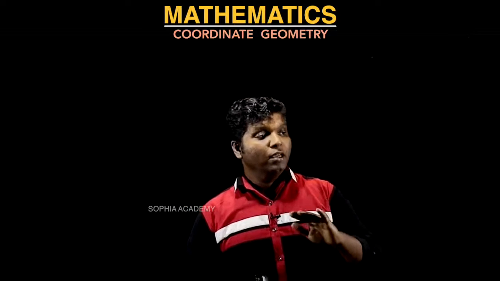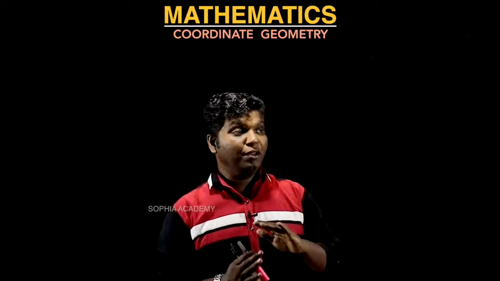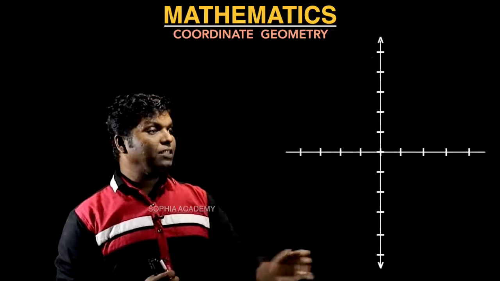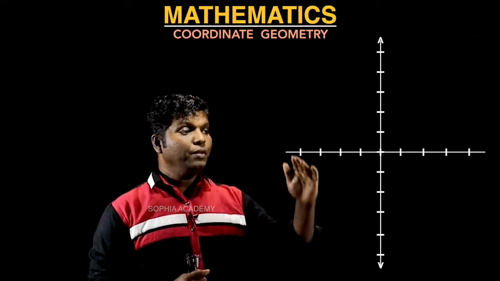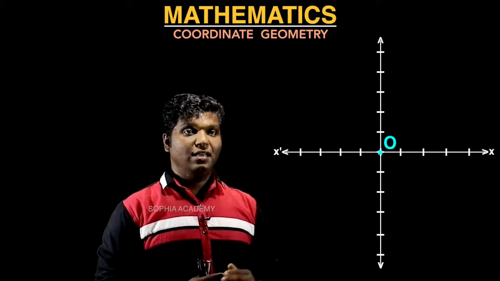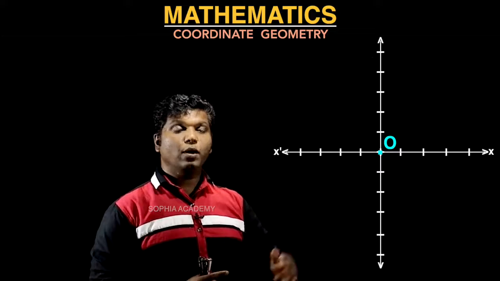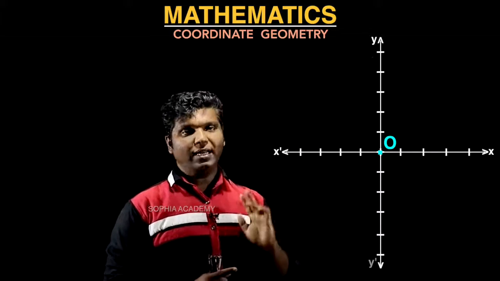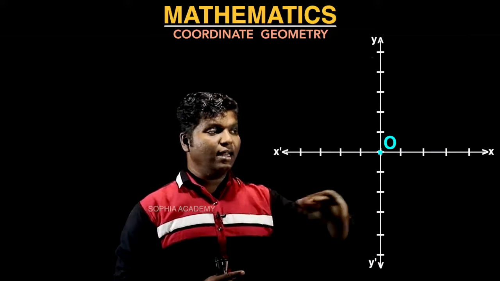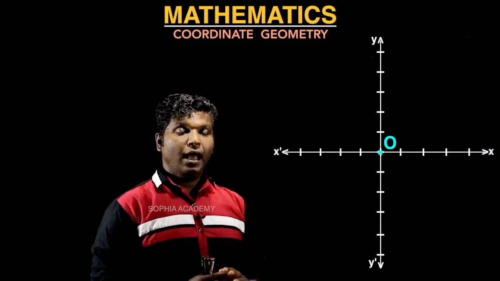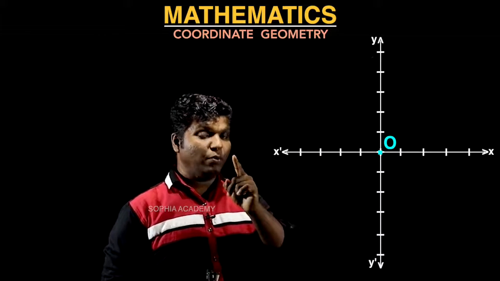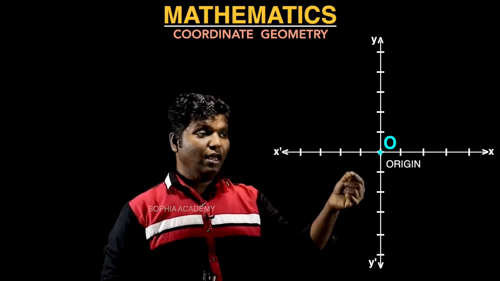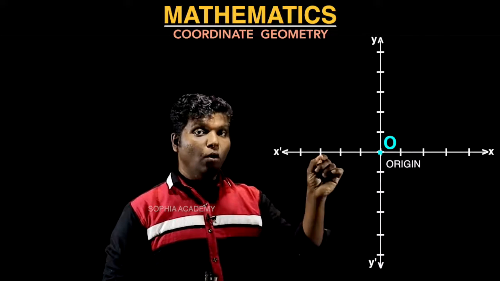And when you are studying coordinate geometry, we know that there is a graph. If you are studying a graph, you know there is an x-axis, which we call X'OX, and there is a y-axis, which we call YOY'. That's the y-axis, and this one is the x-axis. And when this x-axis and y-axis meet at a point, that point is what we call the origin, and we will represent it by O.